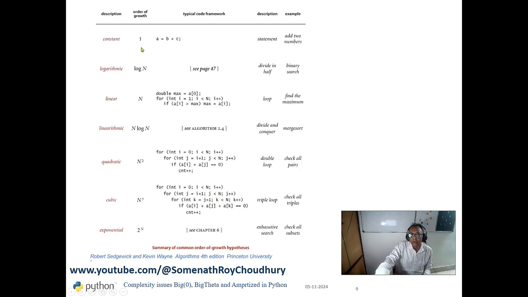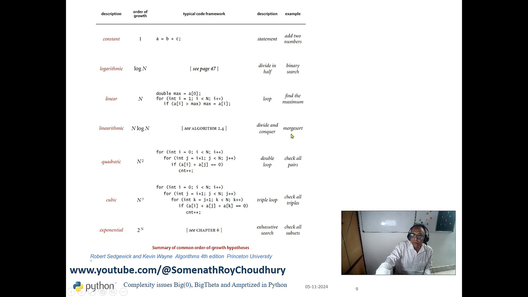These are the constant algorithms. I say that these are the constant and logarithmic, the binary search I already told you. The linear is a loop. Yes, if it's a loop within a loop, that's n square. A loop within a loop within a loop is n cube. Then n log n is like merge sort, heap sort.